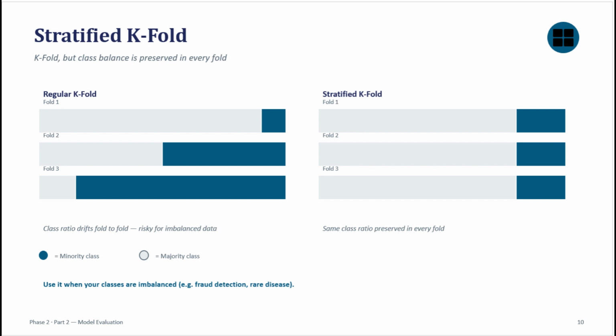This is where stratified K-fold becomes useful. Instead of splitting randomly, it preserves the same class proportions in every fold. Each fold contains nearly the same percentage of positive and negative examples. That's why stratified K-fold is the preferred choice whenever you're working with imbalanced classification datasets.